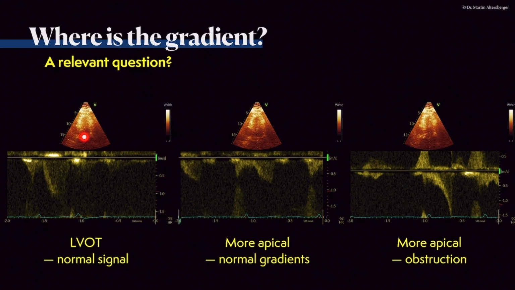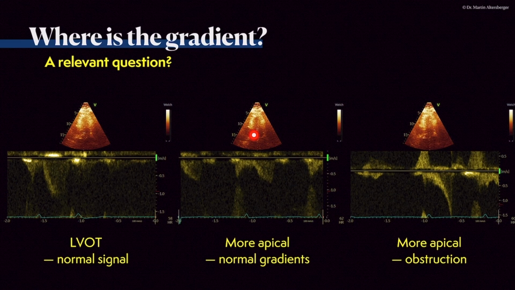How can you solve this? How can you find where the gradient actually is? Well, you use the pulsed wave Doppler. You put the pulsed wave Doppler first in the aortic valve, then track it towards the LVOT. And in the LVOT, we have this normal LVOT signal. It only needs one signal to be sure this is not significantly above 1 meter per second. So here is not a relevant gradient.